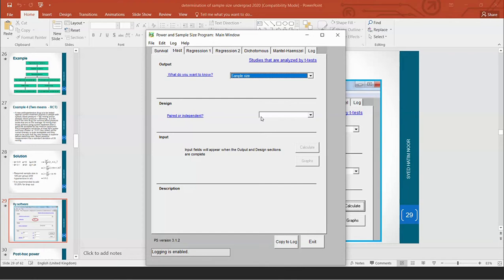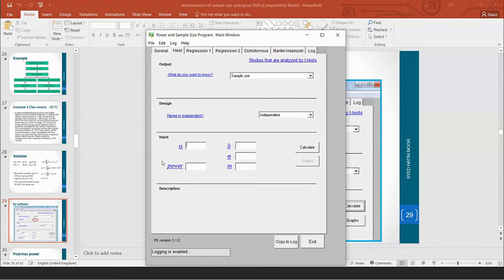But now we have two separate groups. One group is for the new antihypertensive drug. Another group is for the current treatment. You have two separate groups, so that one we call independent sample. Okay, so we click independent. Then you can put the value here.